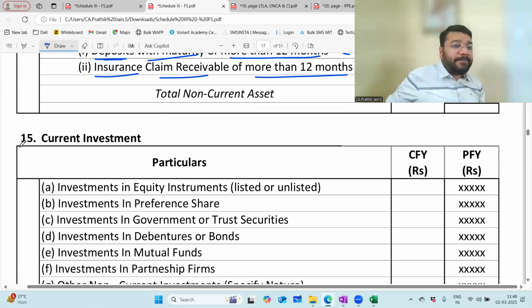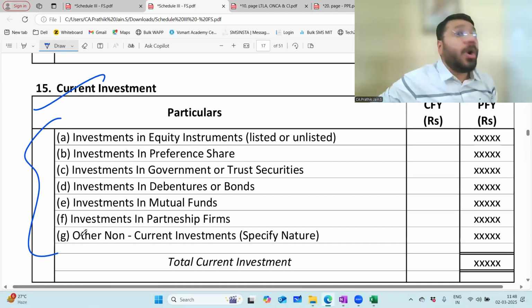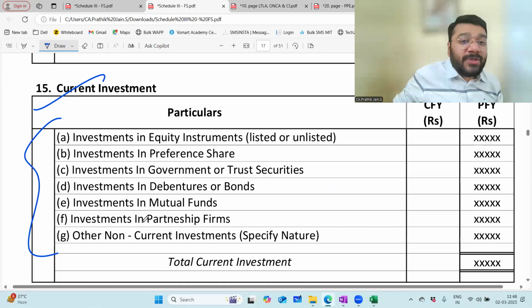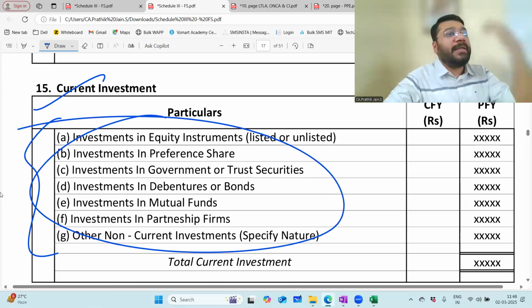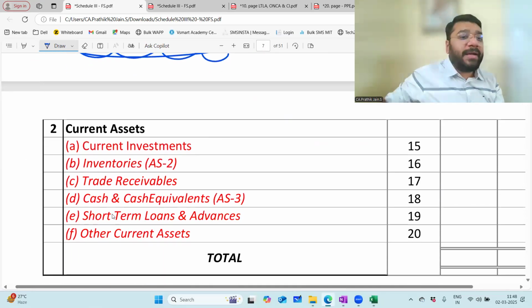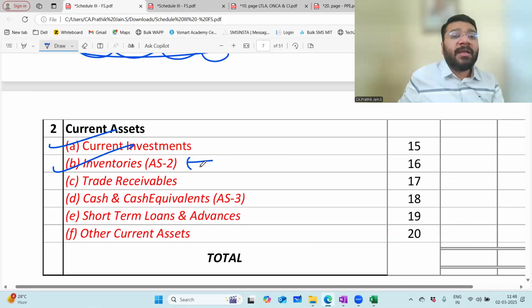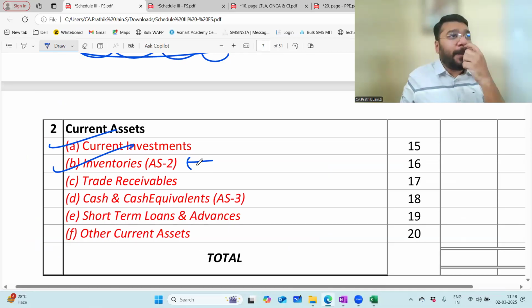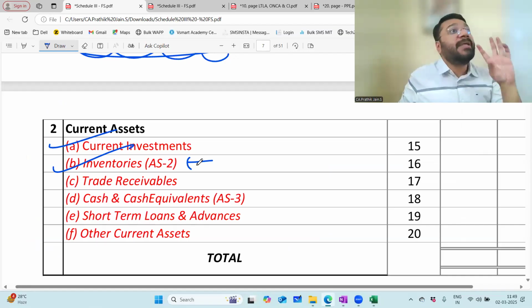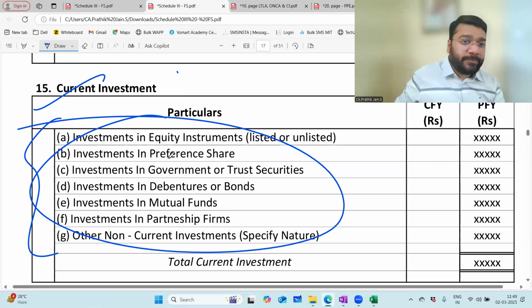Next is current investment. Same items. All of these, if you are going to receive on or before the benchmark date, then this becomes your current investment. Same item under non-current, same item under current. Any problem? So coming to current assets, the first one is current investment. Second is inventory. Inventory will be discussed extensively in AS 2. AS 2 we've already studied once in CA Foundation. A small portion of that is remaining, which we'll study in CA Intermediate. But a major chunk of AS 2 is already covered in CA Foundation.